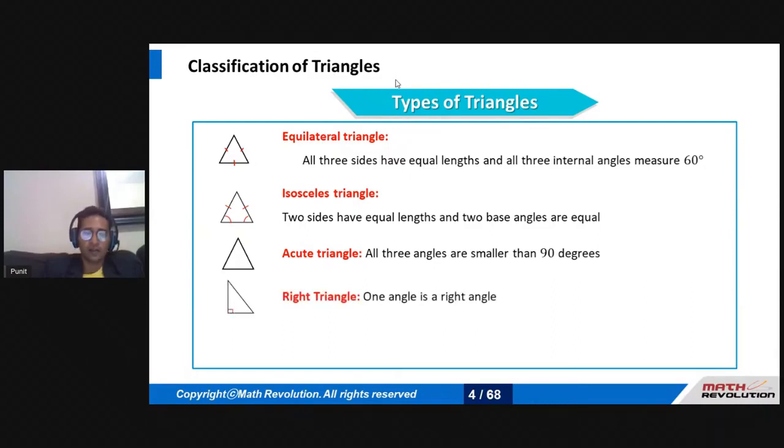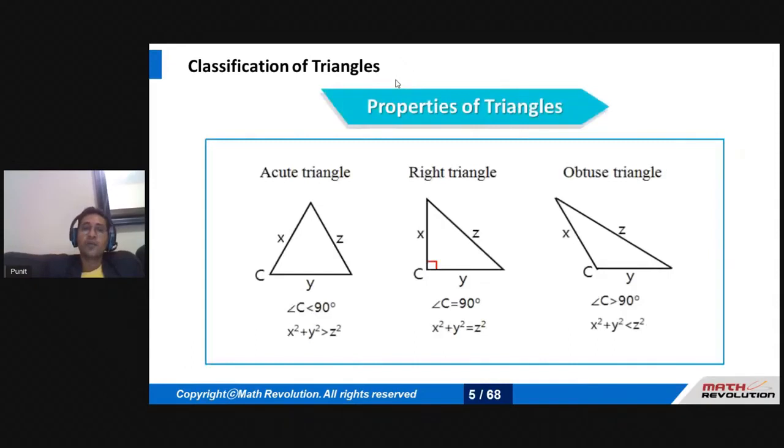Then we have a right triangle. We have one angle that is a 90. And when we have one of the angles larger than 90 degrees, then we get an obtuse triangle. So these are the basic types of classification of triangles. Let's talk about the property. Now, this is the most important part.